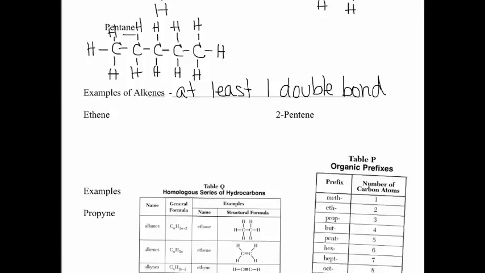All right, so let's look at our first one. We see we're going to have at least 1 double bond, and it has eth number of carbons. Look at table P. Eth means 2. 1, 2. Looks like we're only going to have 1 bond between the 2 of them, so that's where my double bond is coming in. That's where the ene comes from, looking down here.